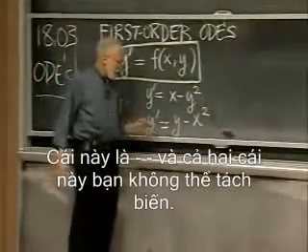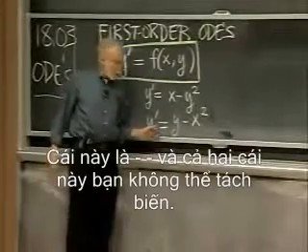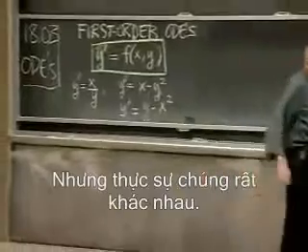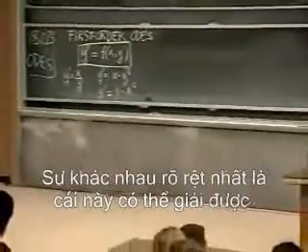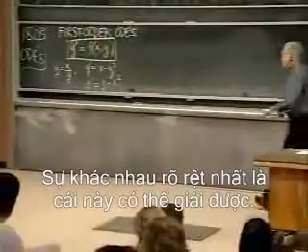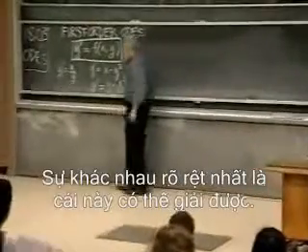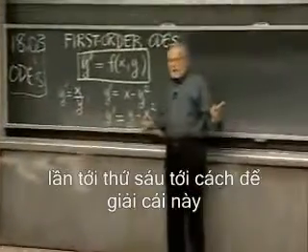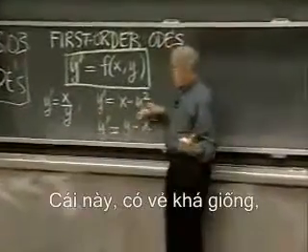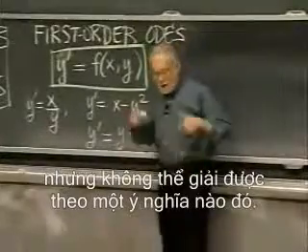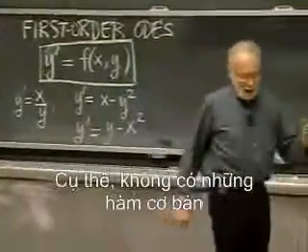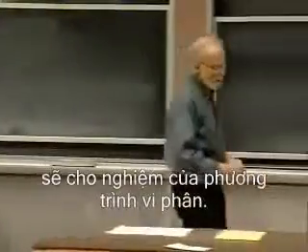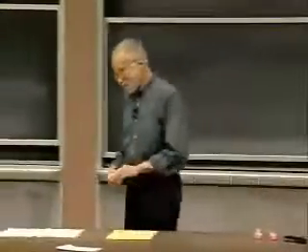In neither of these can you separate variables, and they look extremely similar, but they are extremely dissimilar. The most dissimilar thing about them is that this one is easily solvable, and you'll learn, if you don't know already, next Friday, how to solve this one. This one, which looks almost the same, is unsolvable in a certain sense. Namely, there are no elementary functions which you can write down which will give a solution of that differential equation.